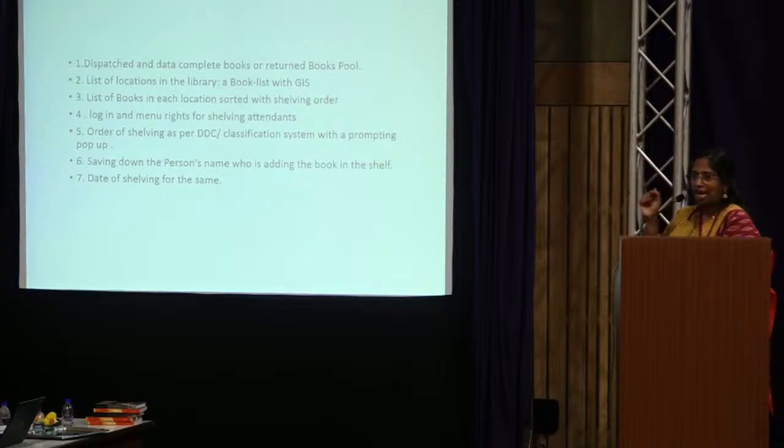A book list with GIS, meaning GIS technology will be of some help. A list of books in each location, sorted by shelving order. Each attendant will have credentials to log in and menu rights for shelving, and he will get the order of shelving as per the DDC classification system, or whichever classification system the library is adopting, and there will be a pop-up that this particular book belongs to this shelf. Kindly reach this shelf.